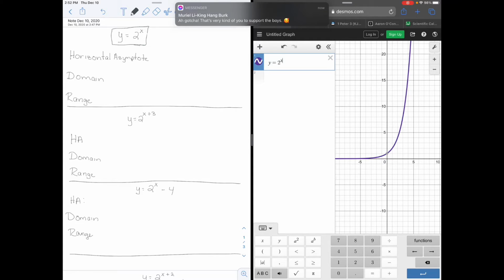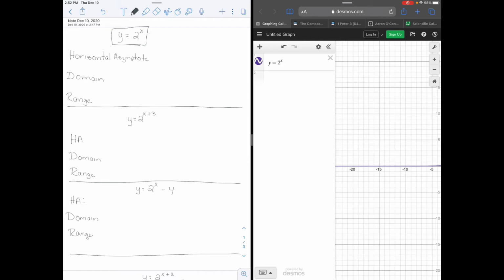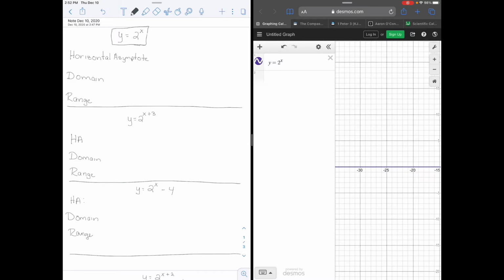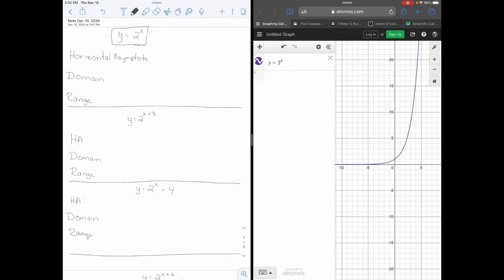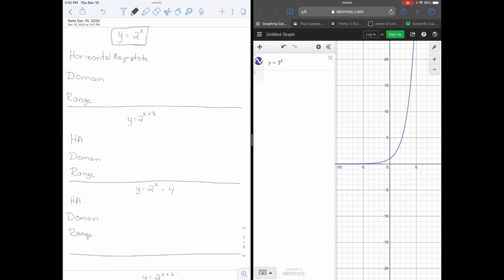I want you to notice a couple of things about this exponential function. It's an always increasing function. And remember when we talked about rational expressions, we talked about an asymptote. I want you to notice that this has a horizontal asymptote. And in this case, this horizontal asymptote is approaching 0. So remember, we write a horizontal asymptote as y equals 0. And after this, we're going to refer to this as HA.